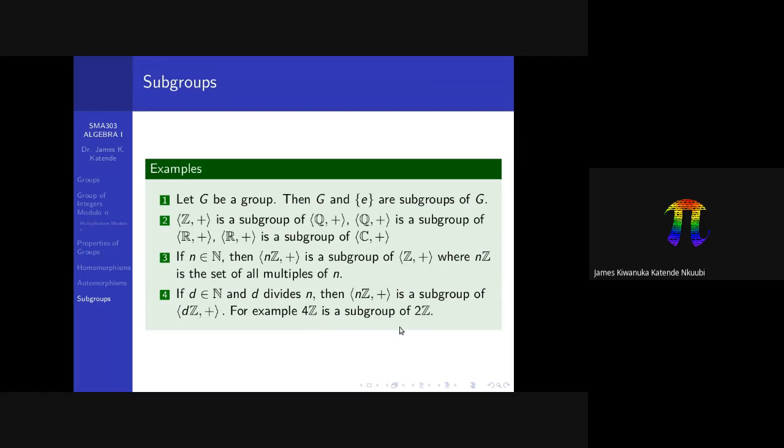And both of them are groups under addition, and therefore this set is a subgroup of this. This group will be a subgroup of this group. 4Z will be a subgroup of 2Z. Are we together up to that point?